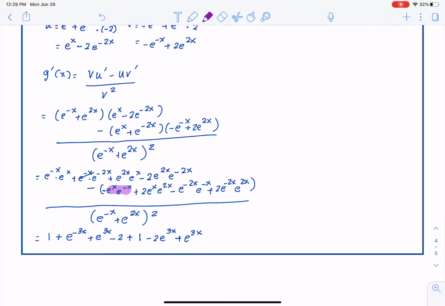That term has to be negative 2. Everything is okay. So e raised negative 3x, and those two terms, e raised negative 2x times e raised 2x, would become 2, and we have a negative in the front, so we have negative 2 divided by e raised negative x plus e raised 2x squared.